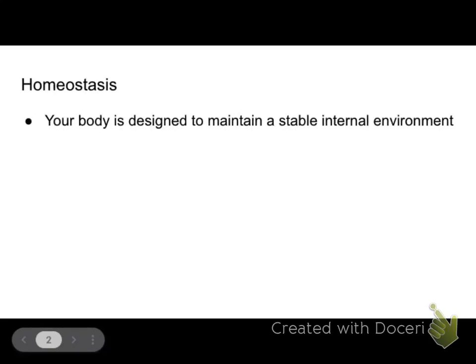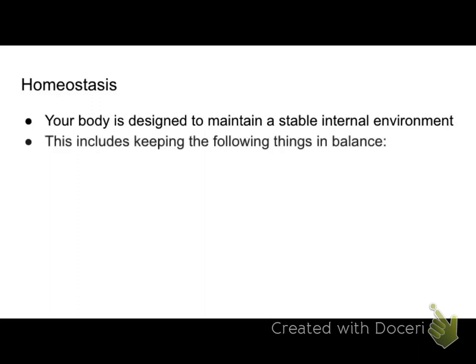So, your body is designed to maintain a stable internal environment. Stable doesn't mean it doesn't change at all. It just means that the fluctuations are small and it's kept relatively constant. This includes keeping the following things in balance. You need to be able to balance the amount of water exiting your body with the amount of water entering your body. You need to be able to keep a balance of nutrients. You need to be able to maintain energy so you're not losing too much energy. And finally, you should be able to maintain a stable internal temperature.